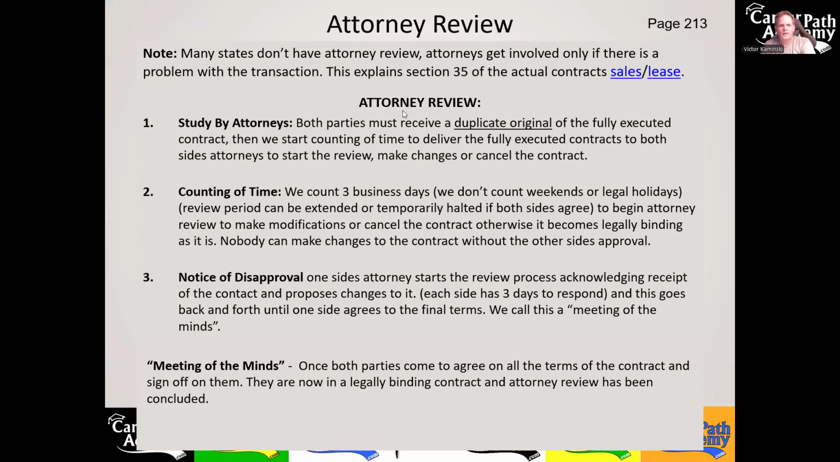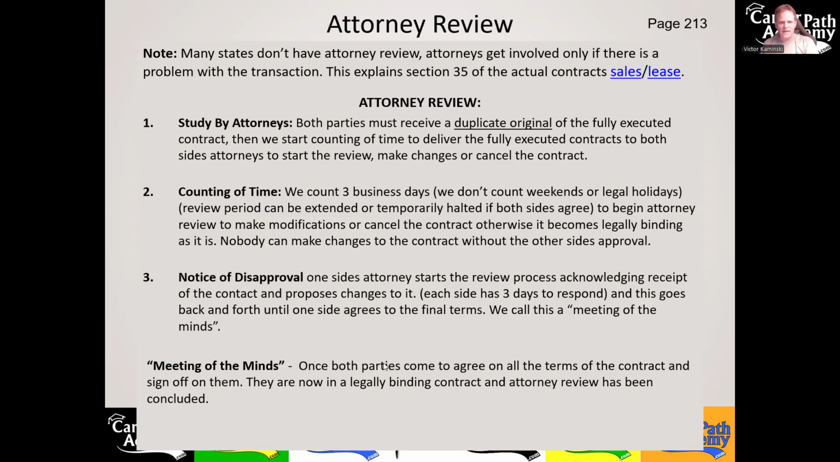So both parties must receive a duplicate original of the fully executed contract. Then we start counting of time to deliver the fully executed contracts to both sides' attorneys to start the review, make changes, or cancel the contract. Now, this is not actually what it says in the contract here. This is my interpretation, my explanation to you guys.